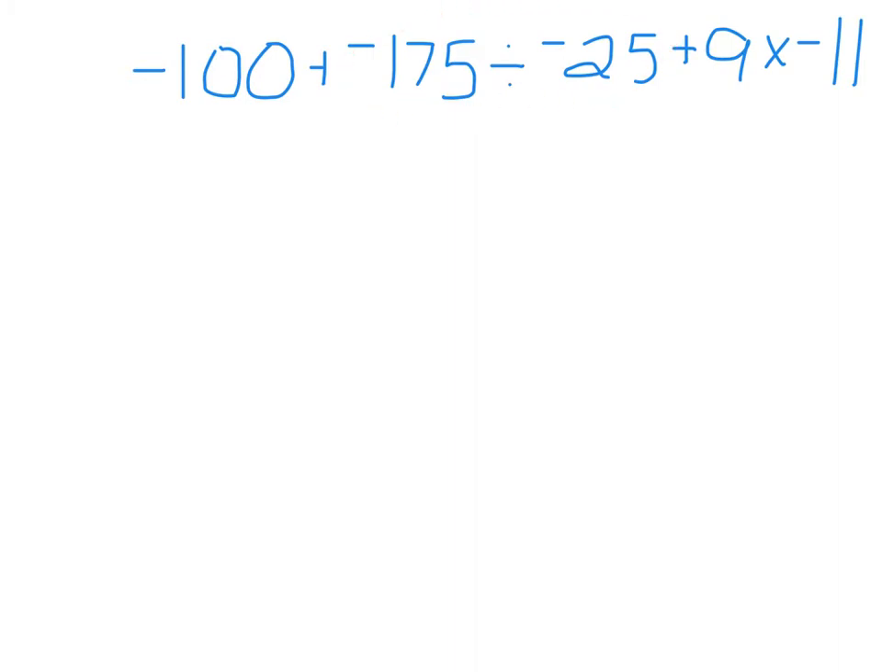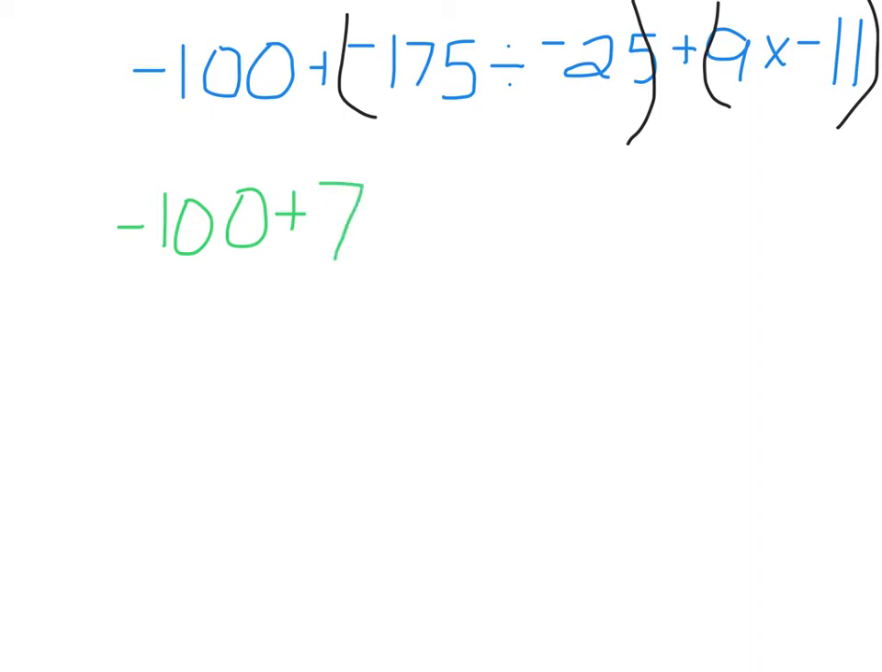I'm going to put little parentheses around it to show myself. I'm going to do this, and then I'm going to do this. So I keep my -100, plus, now I'm going to do this first grouping here. I have a negative sign and a negative sign. That equals a positive. So now I'm just going to look at 175 divided by 25. That goes in there 7 times.